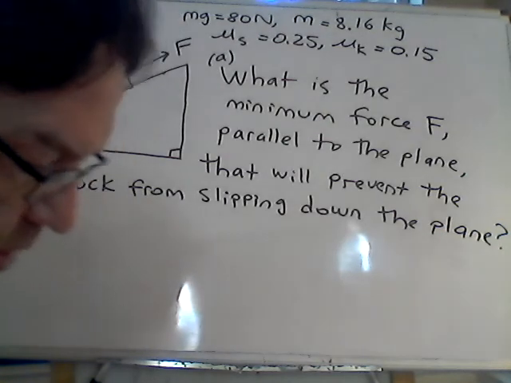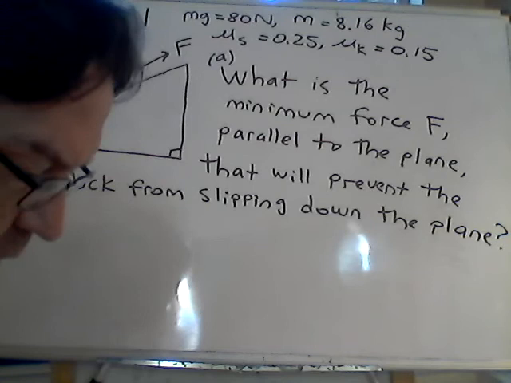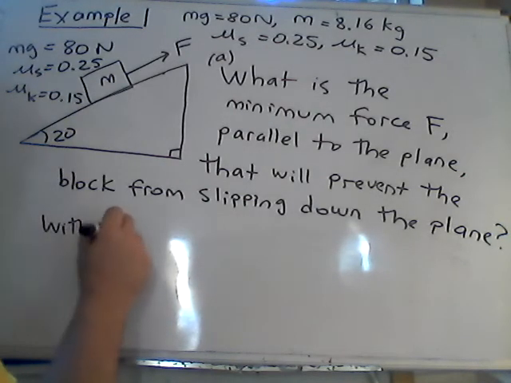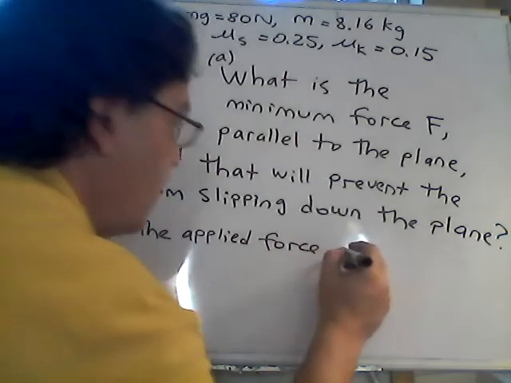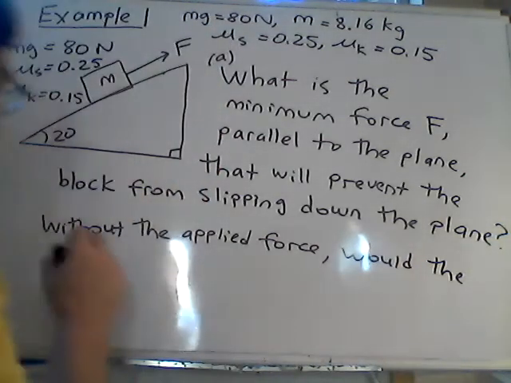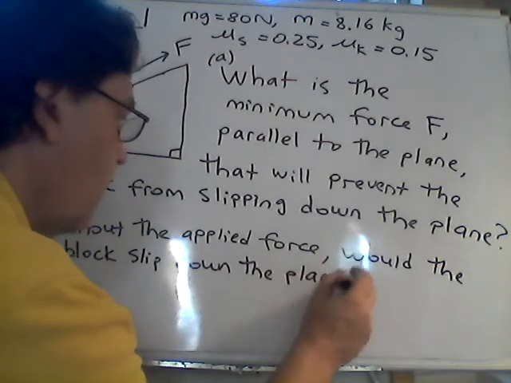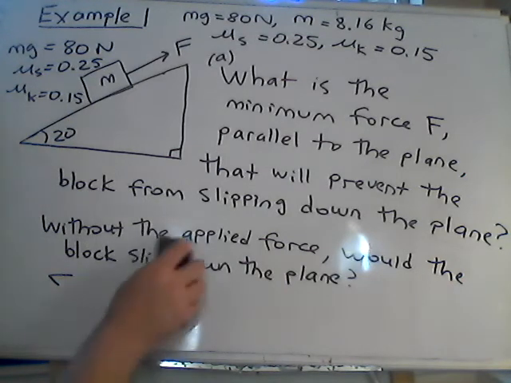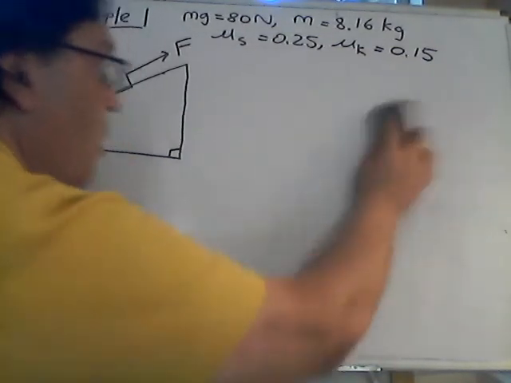Well, essentially the question would be, without the applied force, what would actually be the behavior? So without the applied force, would the block slip down the plane? The big question is, if I were to take the summation, so keep an eye on what we're doing here. We want to prevent the block from slipping down, but we have to do a little pre-analysis first, right? So let's figure out, is this even a problem? All right. And so if I don't apply a force, what would happen?